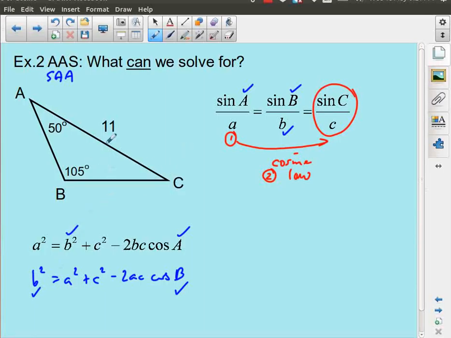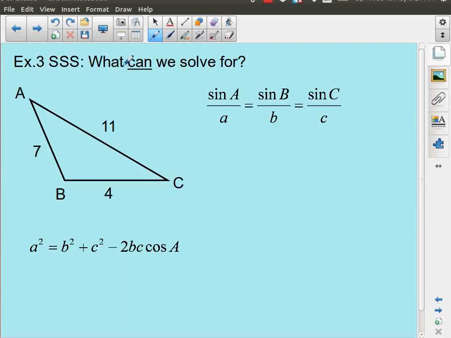We don't know anything else. So in this case, I don't know the side A and I don't know the side C. I have two unknowns here, so this actually won't work. This one won't work. So in this case, what can we solve for? We must use the sine law here.